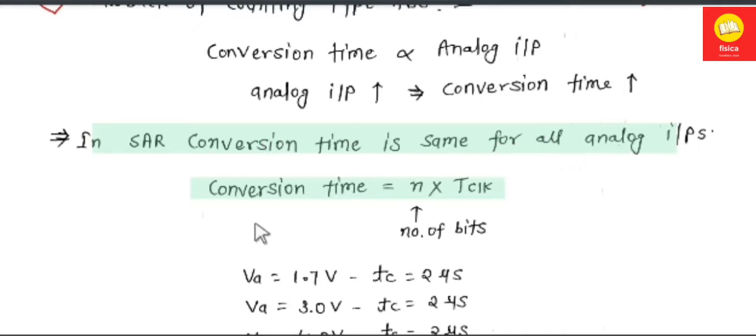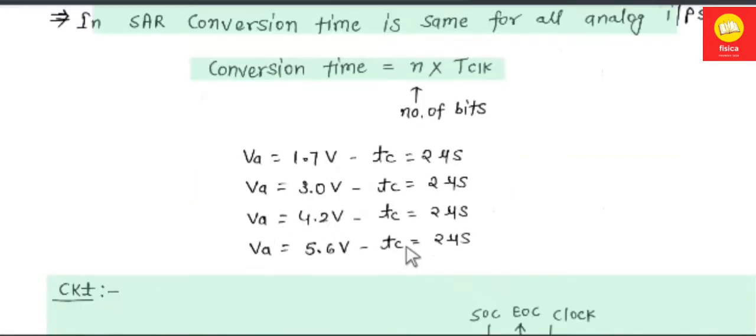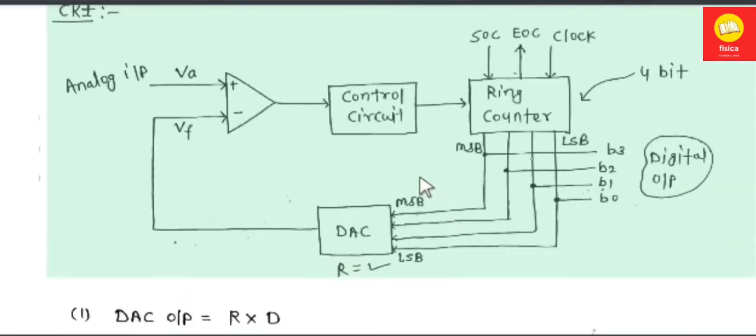so there is a conversion delay problem for other counting type analog to digital converters. But in a SAR-ADC, for any input voltage, may it be small or big, the required conversion time is always the same. And the main circuit diagram contains one op-amp, one control circuit unit, one ring counter, one digital to analog converter.